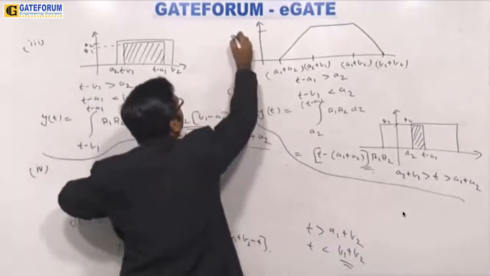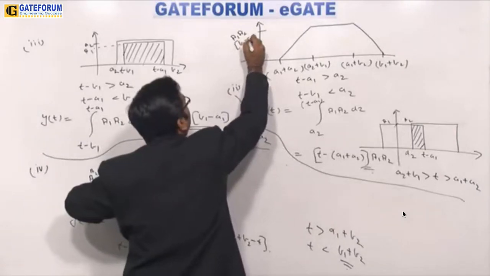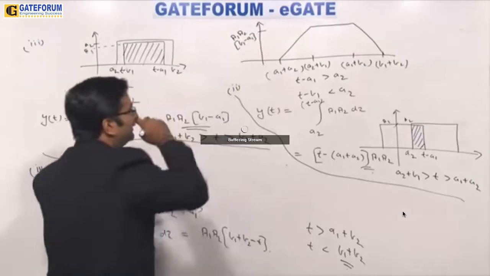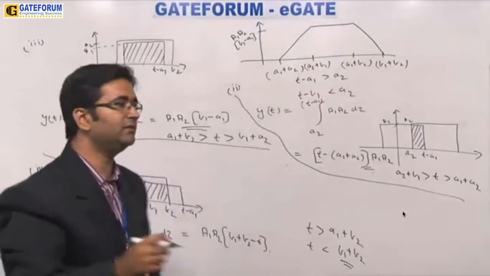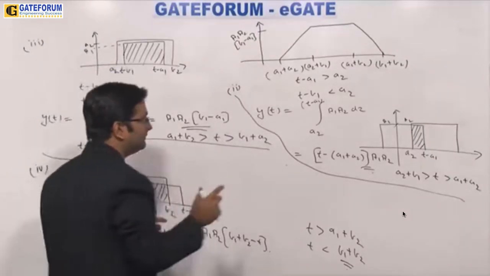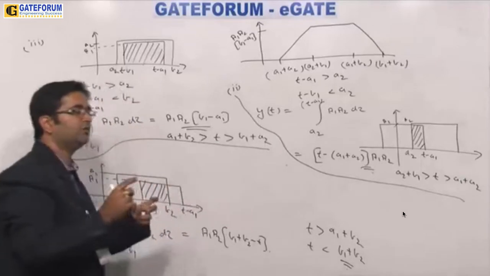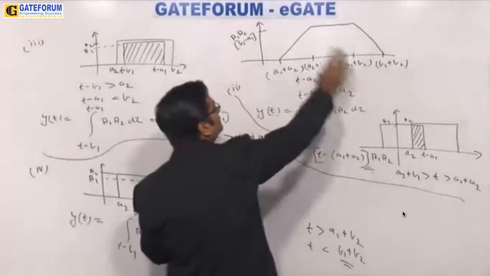The value of this is A1 A2 (B1 minus A1). Okay. So it looks like a trapezium, and definitely always it will be like this. When there are 2 unequal pulses of different shapes, 2 pulses of different pulse widths, you will get something like a trapezium. Okay.